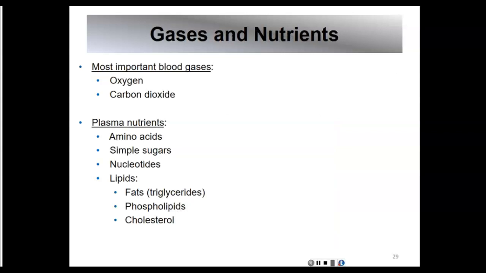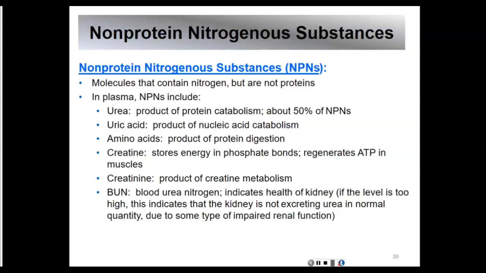Gases and nutrients are also in the blood. The most important ones are carbon dioxide and oxygen. Some of the nutrients in the plasma are amino acids, simple sugars, nucleotides, lipids, which are fats, phospholipids, and cholesterol. There are non-protein nitrogenous substances, or NPNs.